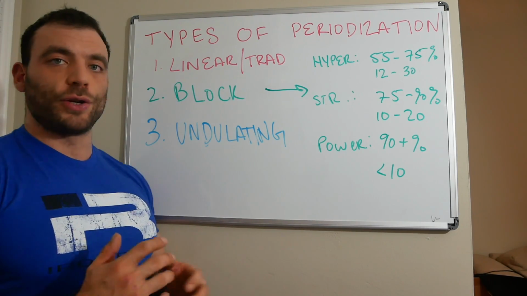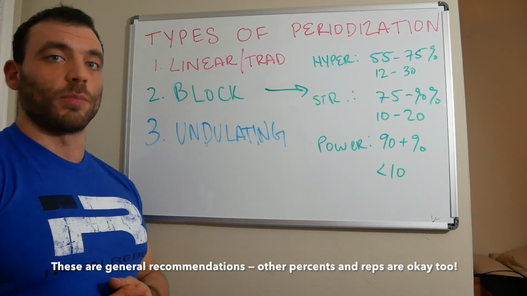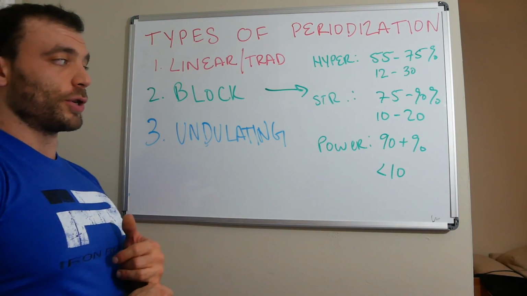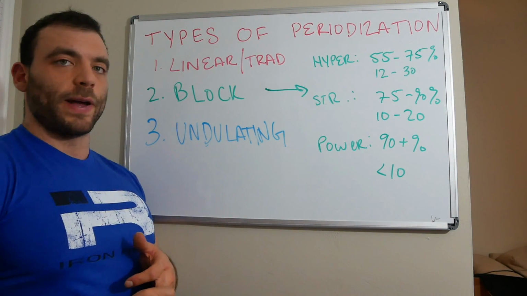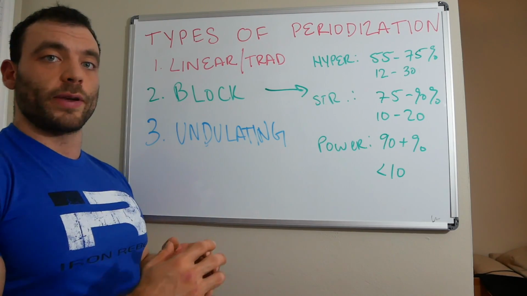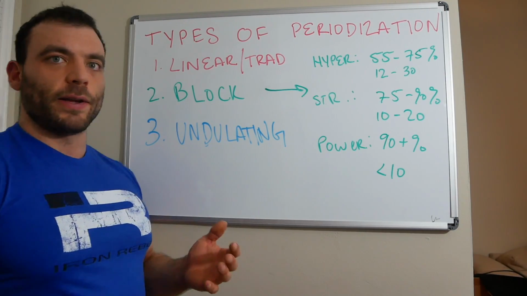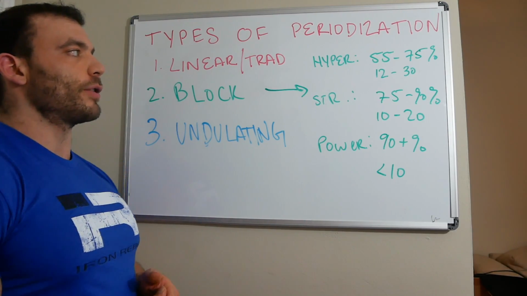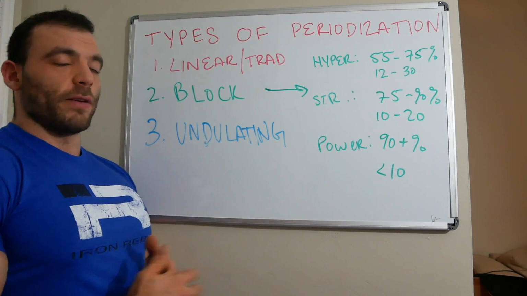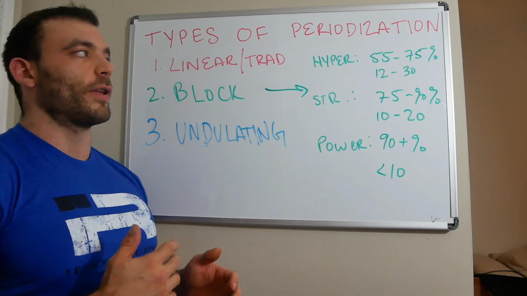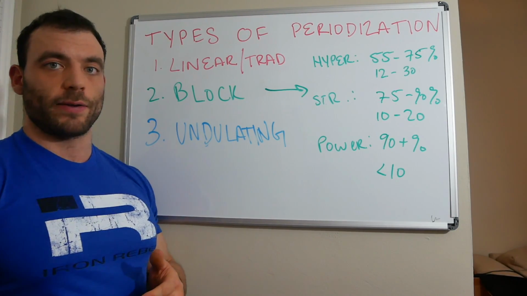The first major other type of periodization is called block periodization. And this basically is divided into three phases: hypertrophy, strength, and power. Each phase is a discrete block where you're focusing on one individual thing. So in hypertrophy training, obviously you're focusing on muscular growth, and your percentages are going to be in the 55 to 75% range. You're going to be using a total of 12 to 30 repetitions per major exercise.